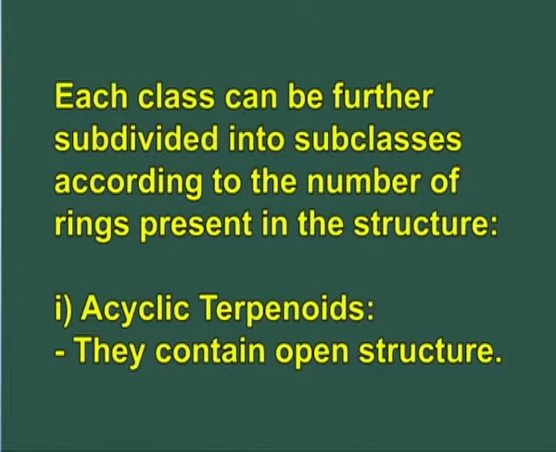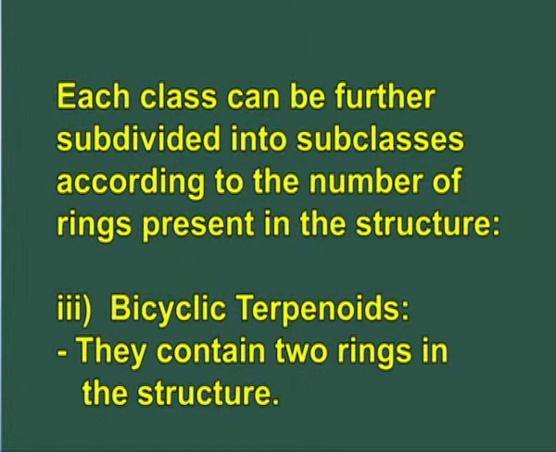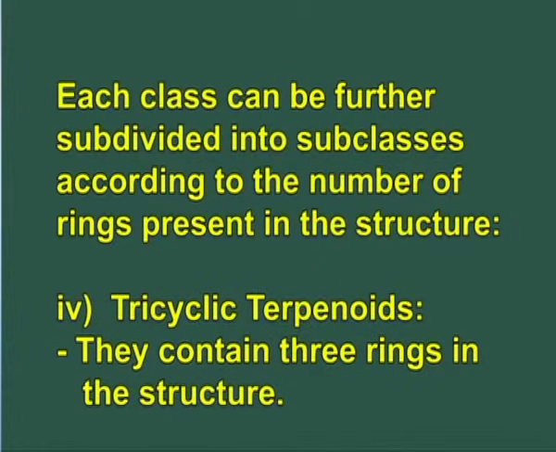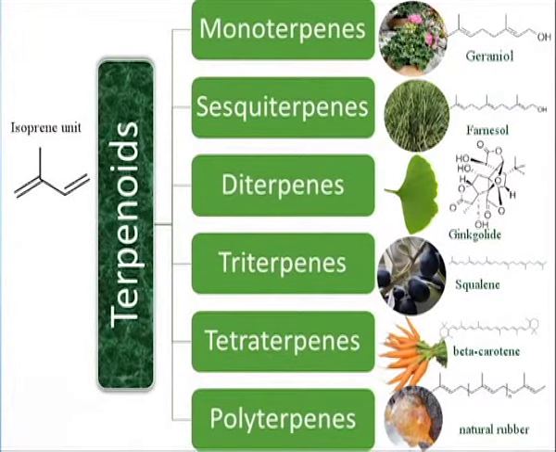Those are acyclic terpenoids, which contain an open structure; monocyclic terpenoids, which contain 1 ring in the structure; bicyclic terpenoids, which contain 2 rings; tricyclic terpenoids, which contain 3 rings; and tetracyclic terpenoids, which contain 4 rings in the structure. Some of the medicinally important monoterpenes, diterpenes, triterpenoids and tetraterpenoids are given below.